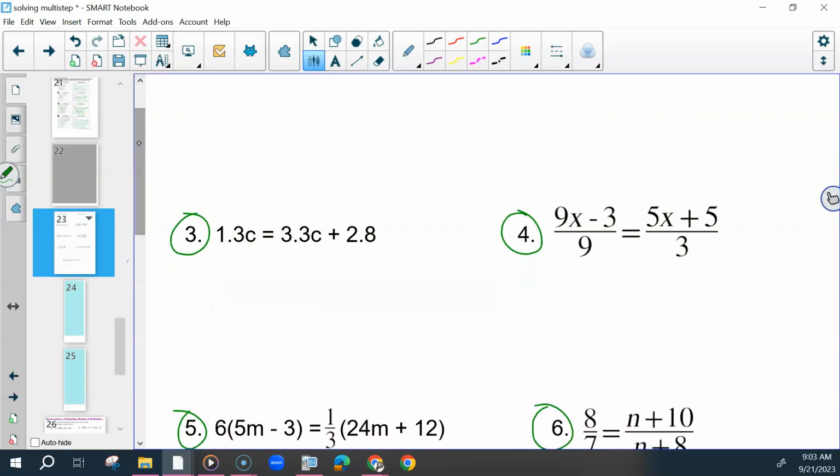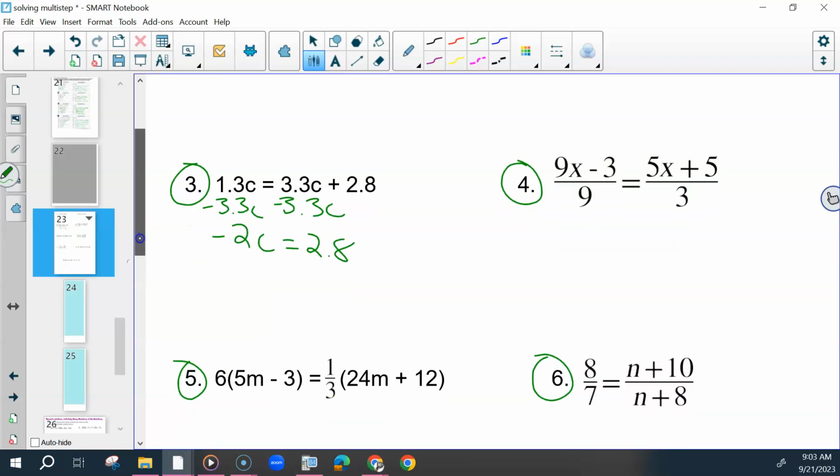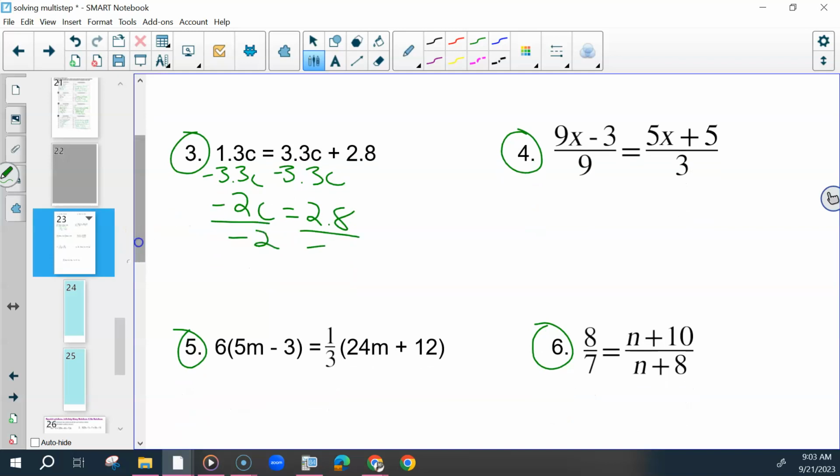Okay, so let's start with number 3. Our goal is to get the variables on the same side. How could we do that here? Go ahead. Say that one more time, sorry. Subtract this. What would we get from that? And then divide, and what do you get? You divide it.